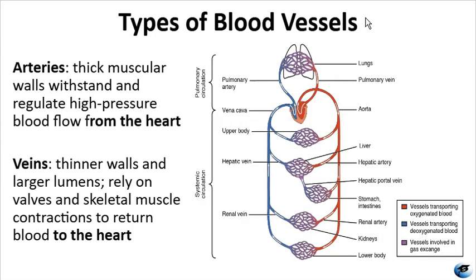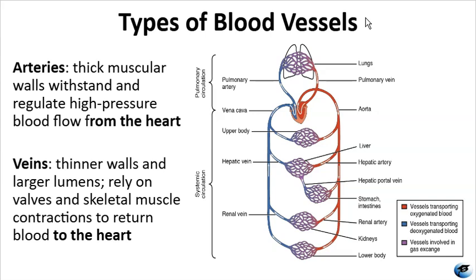Blood vessels come in several types. Each is specialized to perform unique roles in the circulatory system. Arteries have thick muscular walls that help them to withstand and regulate the high-pressure blood flow directly from the heart. Their strong walls allow them to maintain blood pressure and control blood distribution. Veins have thinner walls and larger lumens compared to the arteries. Because the pressure in veins is much lower, they rely on valves and the action of skeletal muscle contractions to help push blood back toward the heart, preventing backflow.